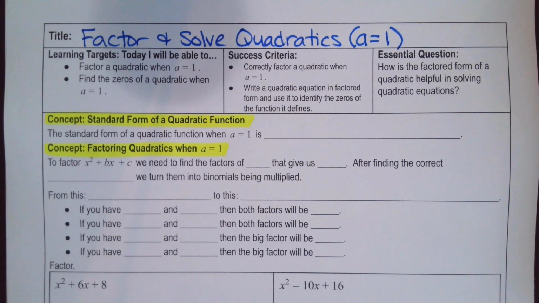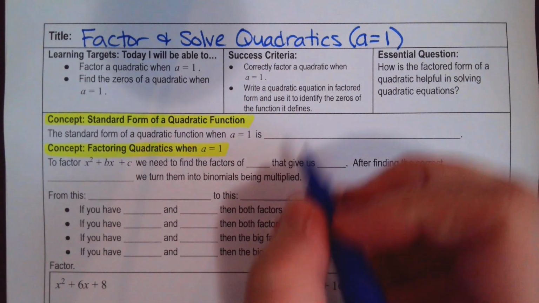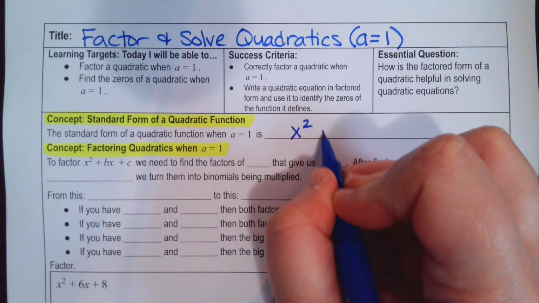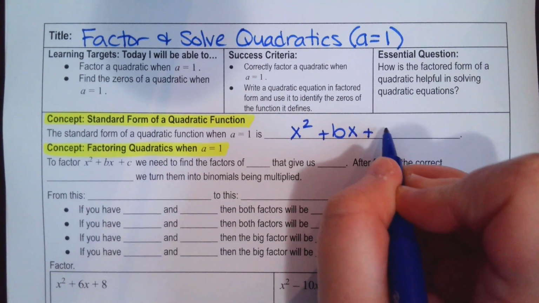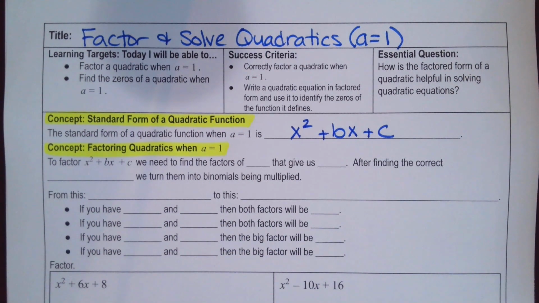So first off, let's remind ourselves of what a quadratic is. It's probably been a while since you have seen a quadratic, but you should at least vaguely remember what they are. So the first concept is the standard form of a quadratic function. The standard form of a quadratic function when a is equal to 1 is x squared plus bx plus c.